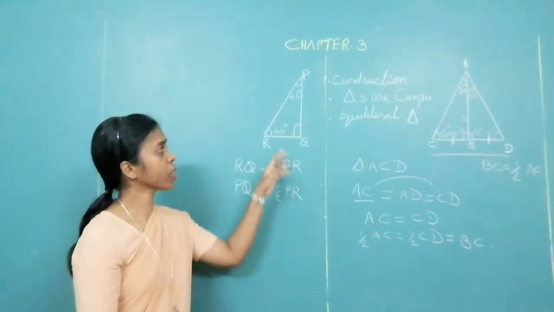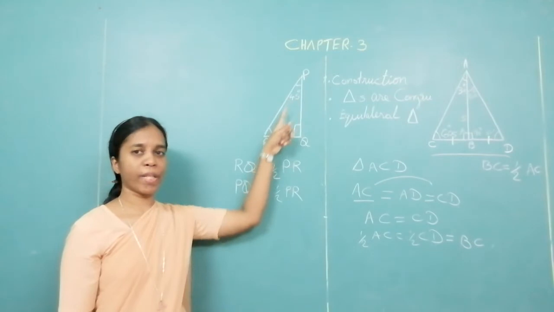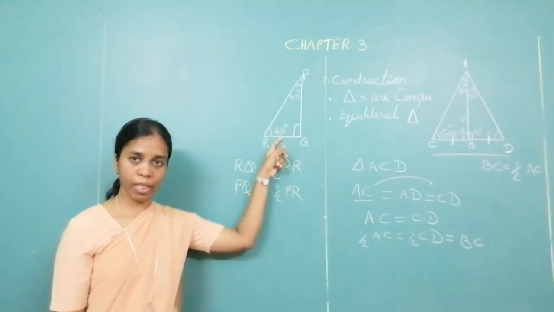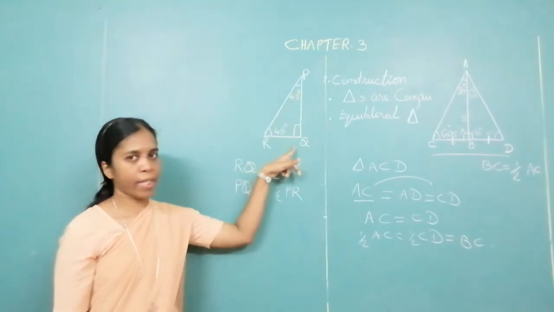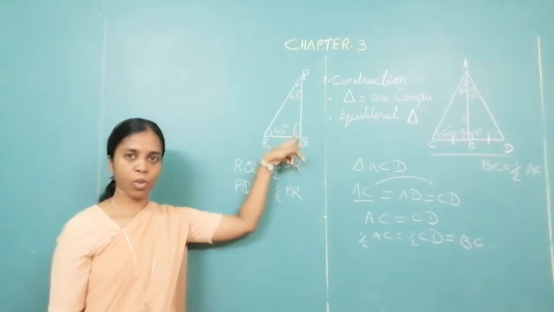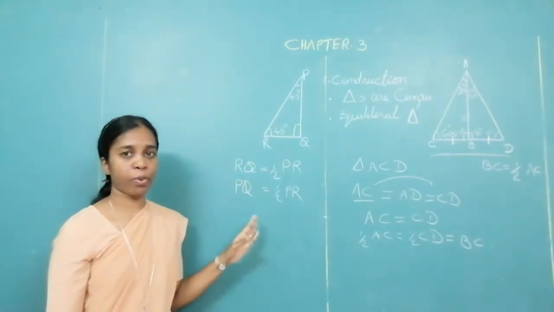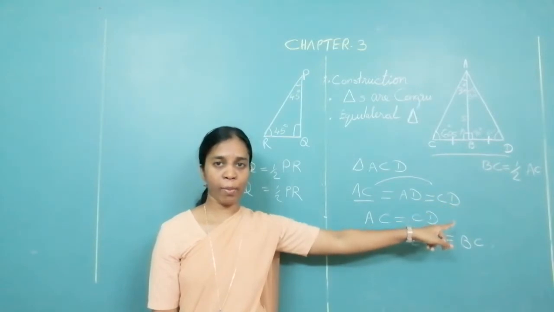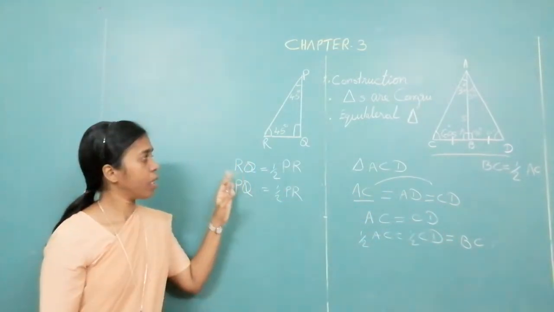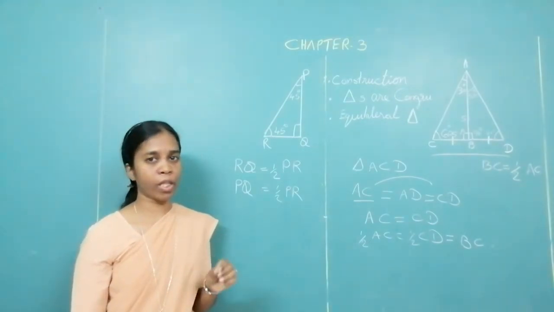I repeat. In a right angle triangle where the acute angles are 45 degrees each, the sides forming the right angle, that is the base and the height, the length of them is half of the hypotenuse. Here also, opposite of 30 degrees, half of the hypotenuse. Here the length of base and the height will be half of the hypotenuse.